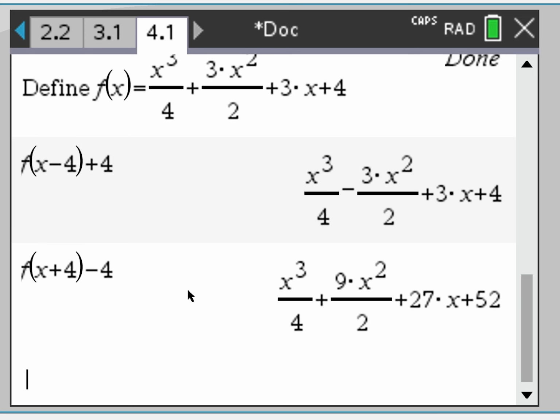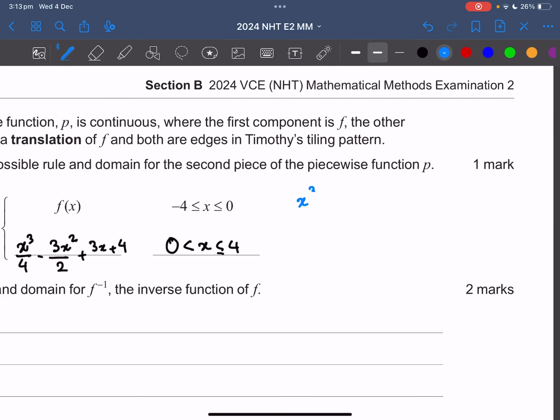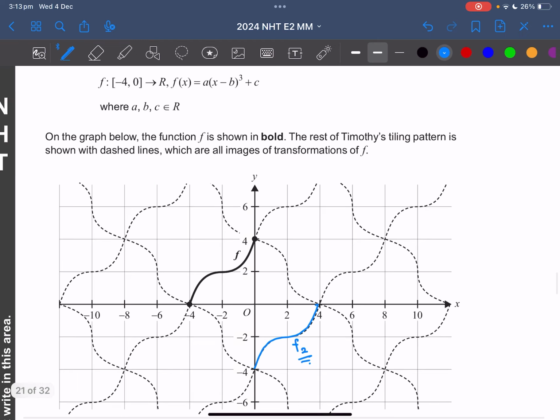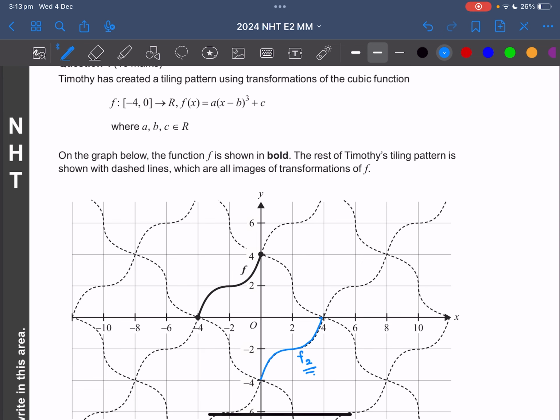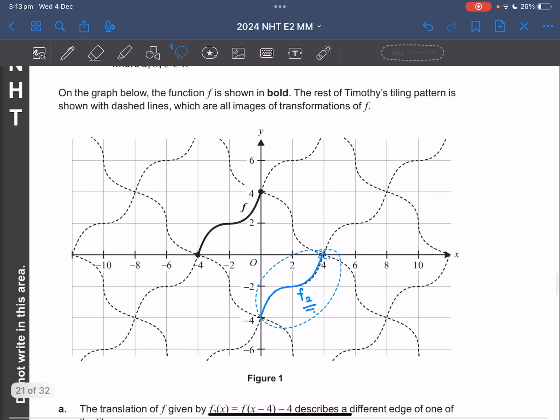So this can also be our answer, so let us copy that down. So x cubed on 4 plus 9x squared on 2 plus 27x plus 52. And what is the domain for this? Well, the domain is going to be from -8 all the way to -4, right? Because we are looking at this part of the graph only.